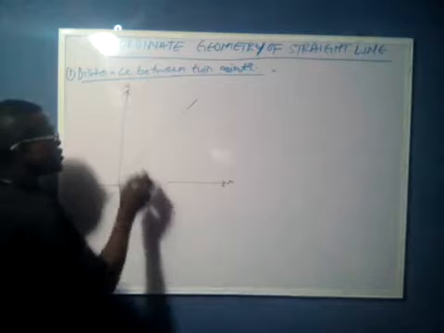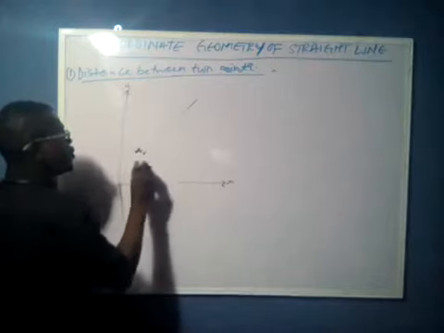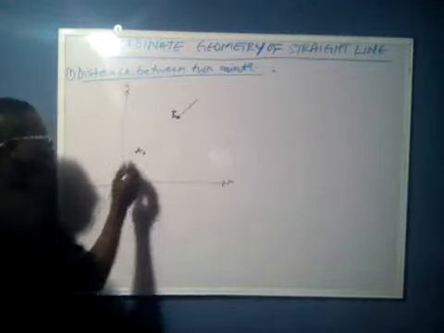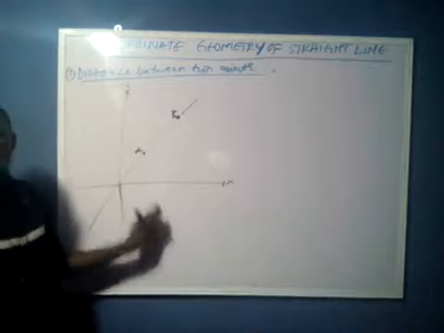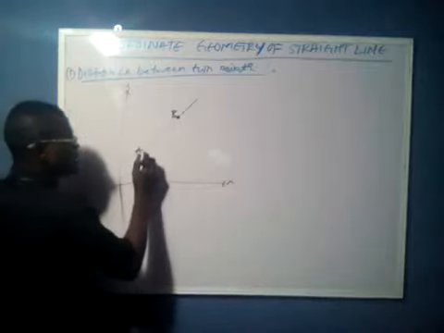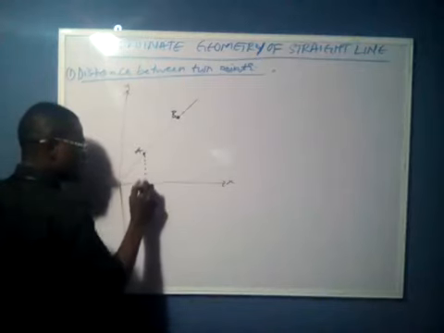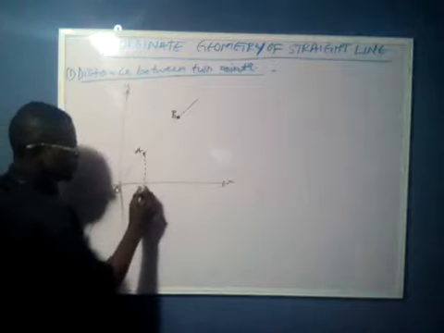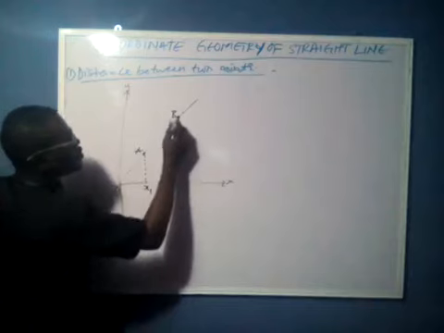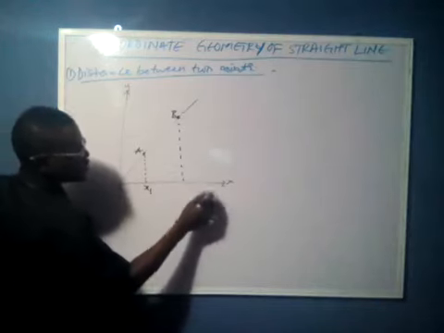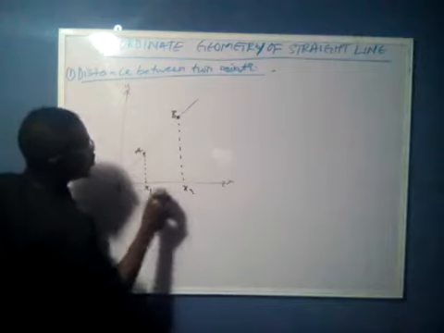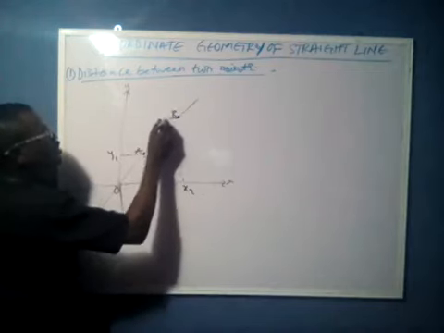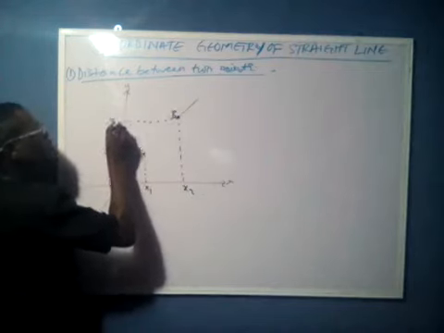Let's pick a point A on the line and a point B on that same line. Now these two points are related to both the x and y axes. In relation to the x-axis, this is our origin, 0, the first point lands on x1, and the second point also lands on x2. Let us now take that of the y-axis. This one is y1 and here is y2.